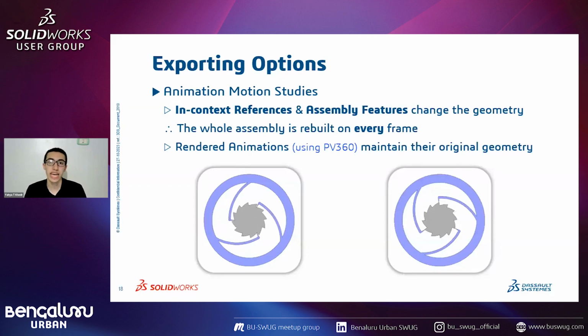So therefore, you can have components like the spring that I showed earlier in the session. So that spring was being rebuilt on every single frame to give you that change in geometry. But remember, even if you're making an animation, but you're rendering it with PhotoView 360, for example, or let's say SolidWorks Visualize, you can't animate any geometry changes. So geometry changes is only limited to animation that's being rendered by SolidWorks. No rendering by external software will give you that geometry changes at all.